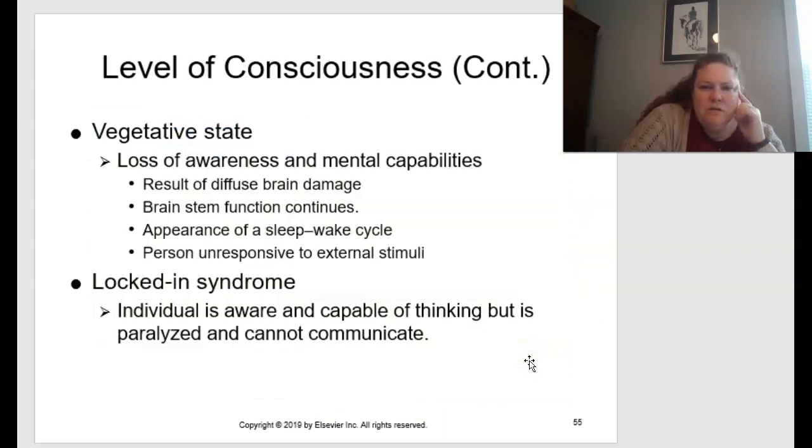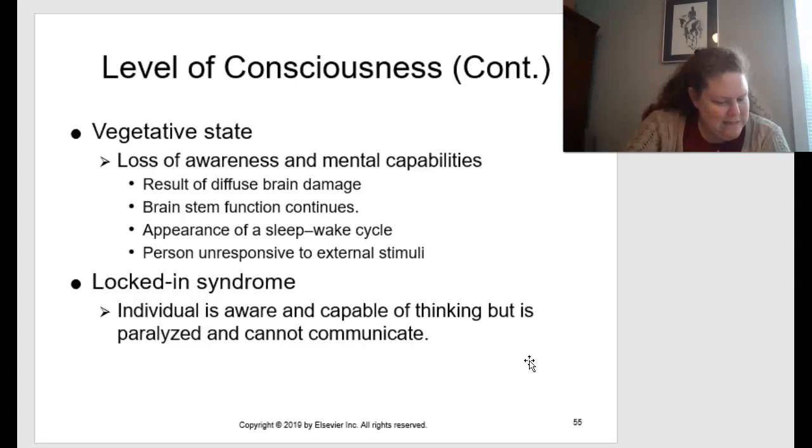So when we're talking about our levels of consciousness, you have your vegetative state, and this is where we have a loss of awareness and mental capabilities, and these result from diffuse brain damage. And we also have stem functions that do continue, so you can still breathe, right? But you're not responsive. You do have an appearance of a sleep-wake cycle, but the person is unresponsive to external stimuli.